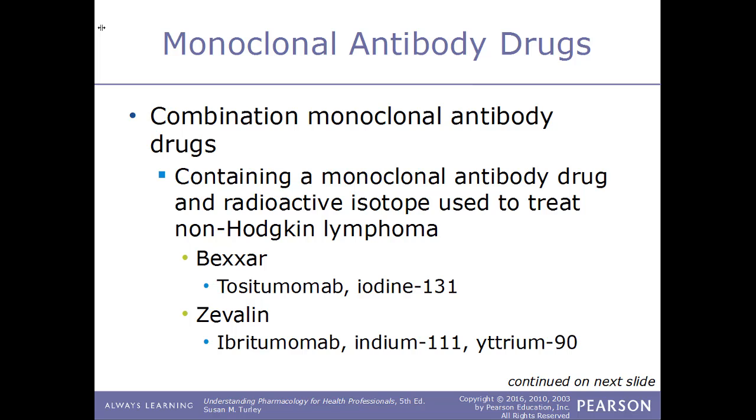Another kind of monoclonal antibody drugs are combination drugs. These contain a monoclonal antibody drug and a radioactive isotope that's used to treat non-Hodgkin lymphoma. Some examples of this kind of combination drug would include Bexxar, which is a combination of tositumomab and also iodine-131, and also the drug Zevalin, which is a combination of ibritumomab, indium-111, and yttrium-90.